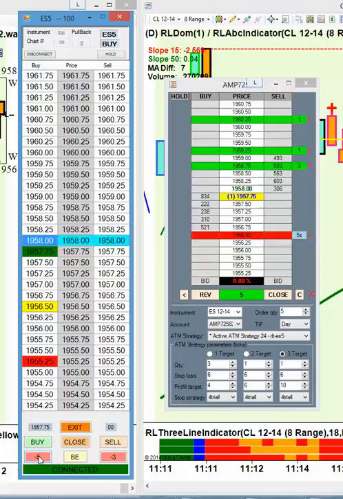Now, if I move to break even, it's going to close the trade. And I would like to show you the buy on candle close, because it's a really unique feature. But I can't do it because the market's moving so slowly.